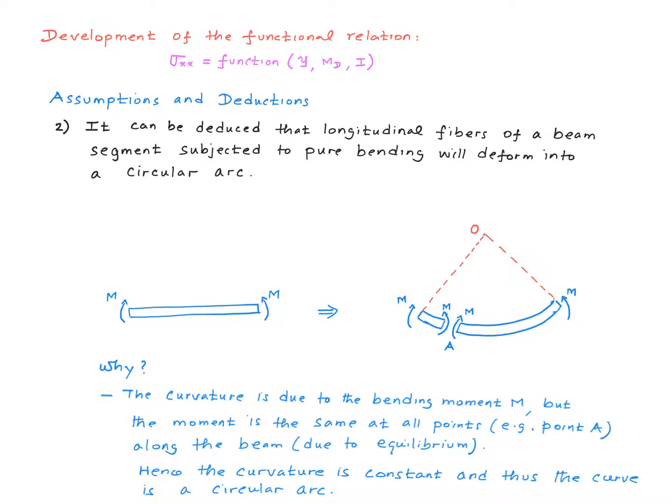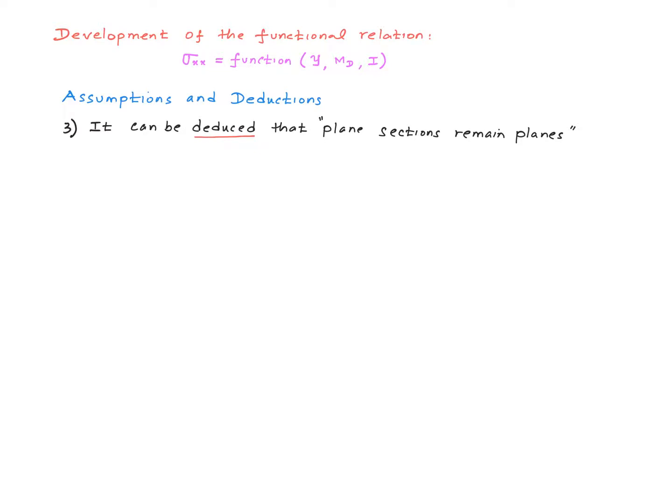A circle. And this is why this has to be part of a circular circle. In other words, the curve is a circular arc. Our third one is a deduction as well. It turns out that we can deduce that plane sections remain planes.